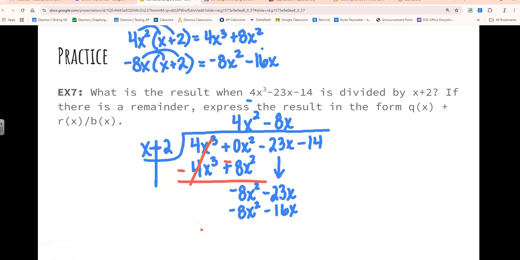Okay, so we divided, we multiplied, now we need to subtract. In this case, subtracting actually becomes like adding for both of those, right? It changes the sign. This goes away. And so negative 23 plus 16 is going to give you a negative 7x right there. And then we bring down negative 14.